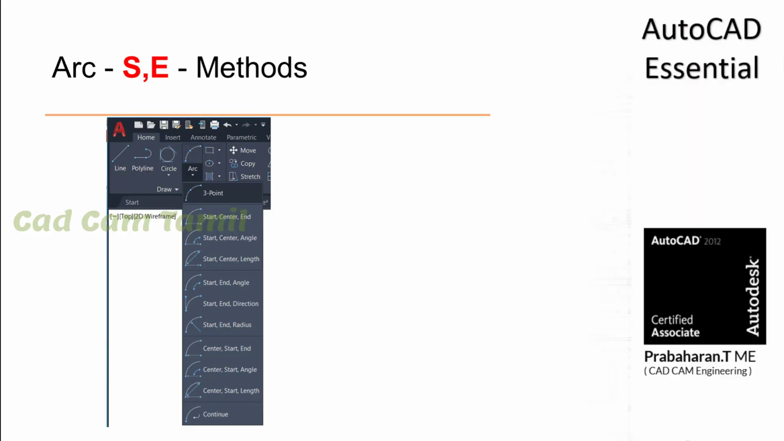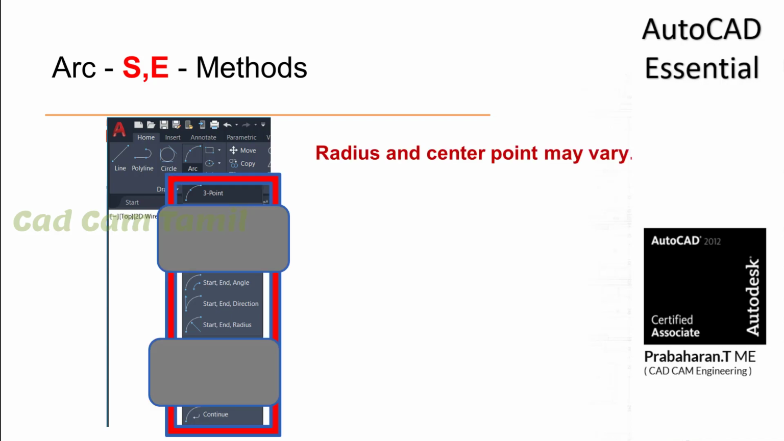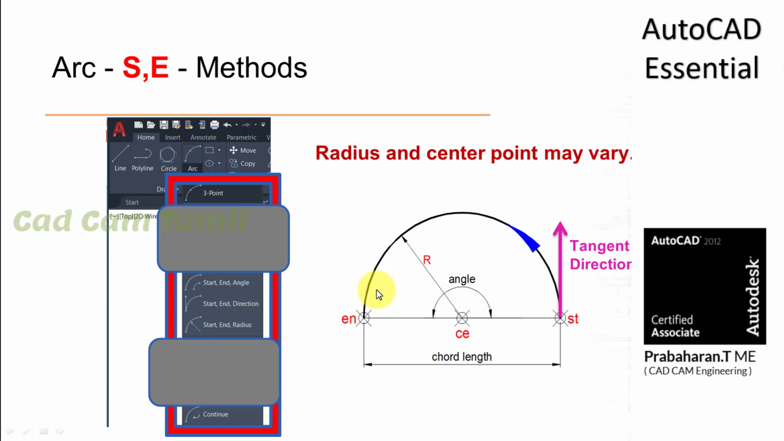Okay. Next method is the start end method. Here we are going to change the curvature of the arc, so the center point and the radius may change. Okay. There are three methods: start end angle, start end direction, start end radius. So we are going to fix the start point and end point. Within the start point and end point, we are going to change the angle, direction and radius. Okay. So these are called start end methods.